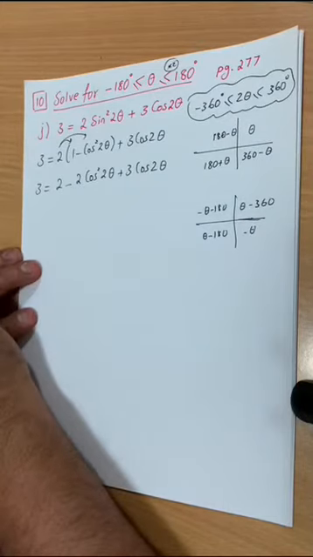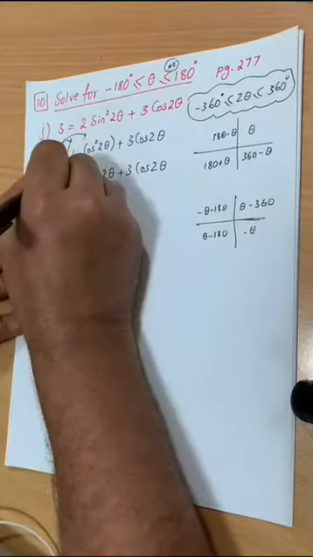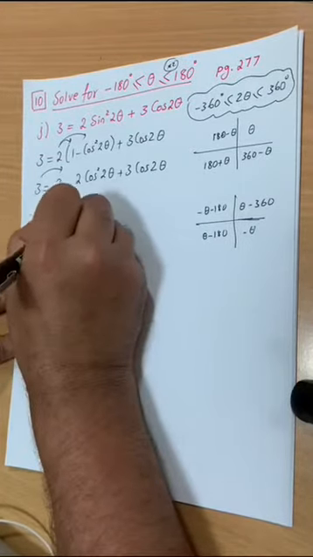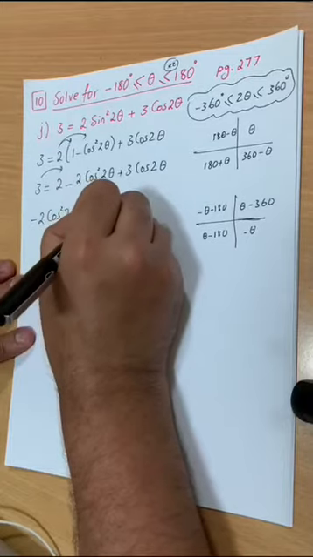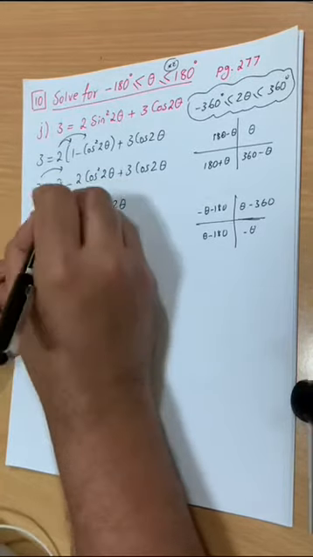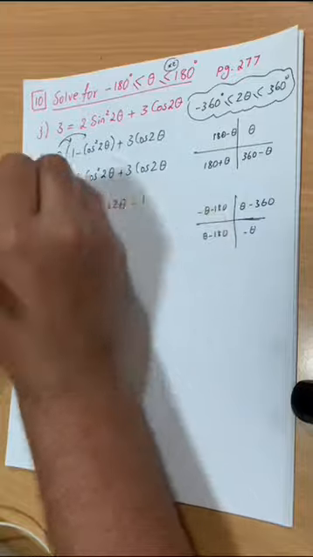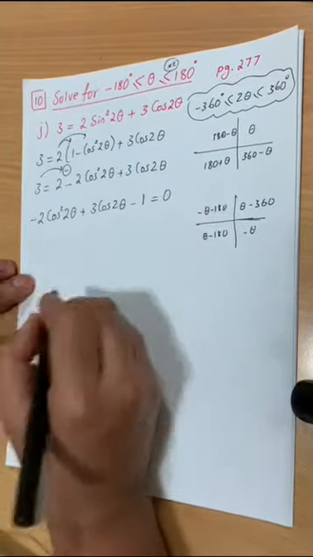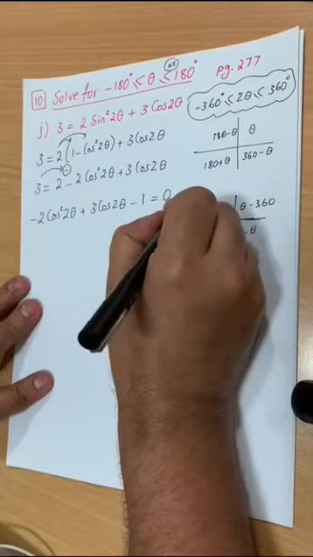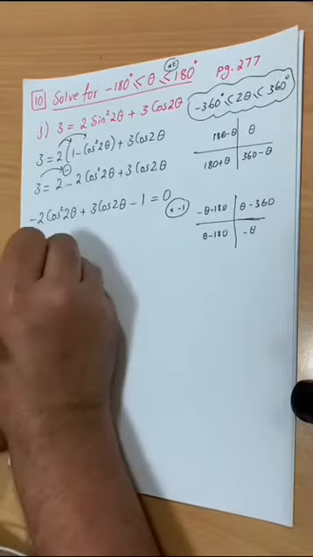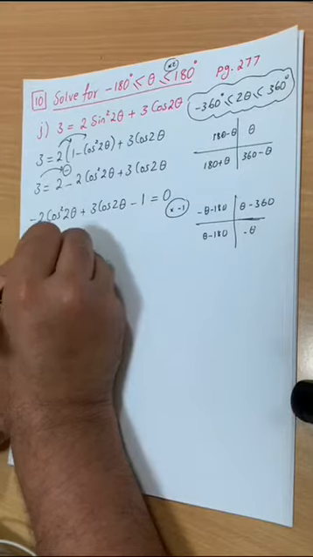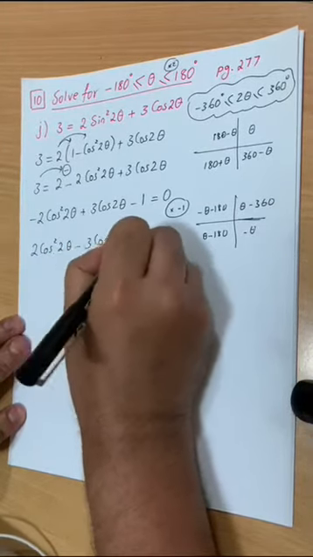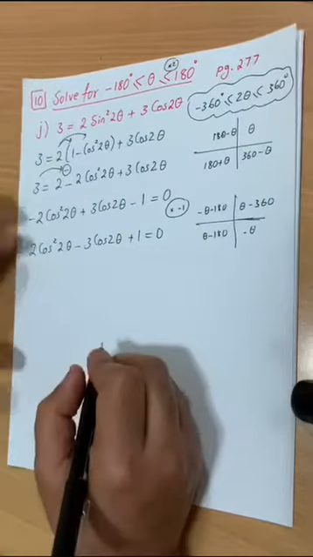Now you have to rearrange the terms. We're moving all of them, or just move 3 to the left side. It's negative 2 cosine squared of 2 theta plus 3 cosine of 2 theta, and then 2 minus 3 is negative 1, because that 3 goes to the other side with a negative sign. So minus 1. You can multiply the whole equation by negative 1. So it's 2 cosine squared of 2 theta minus 3 cosine of 2 theta plus 1 equals 0.